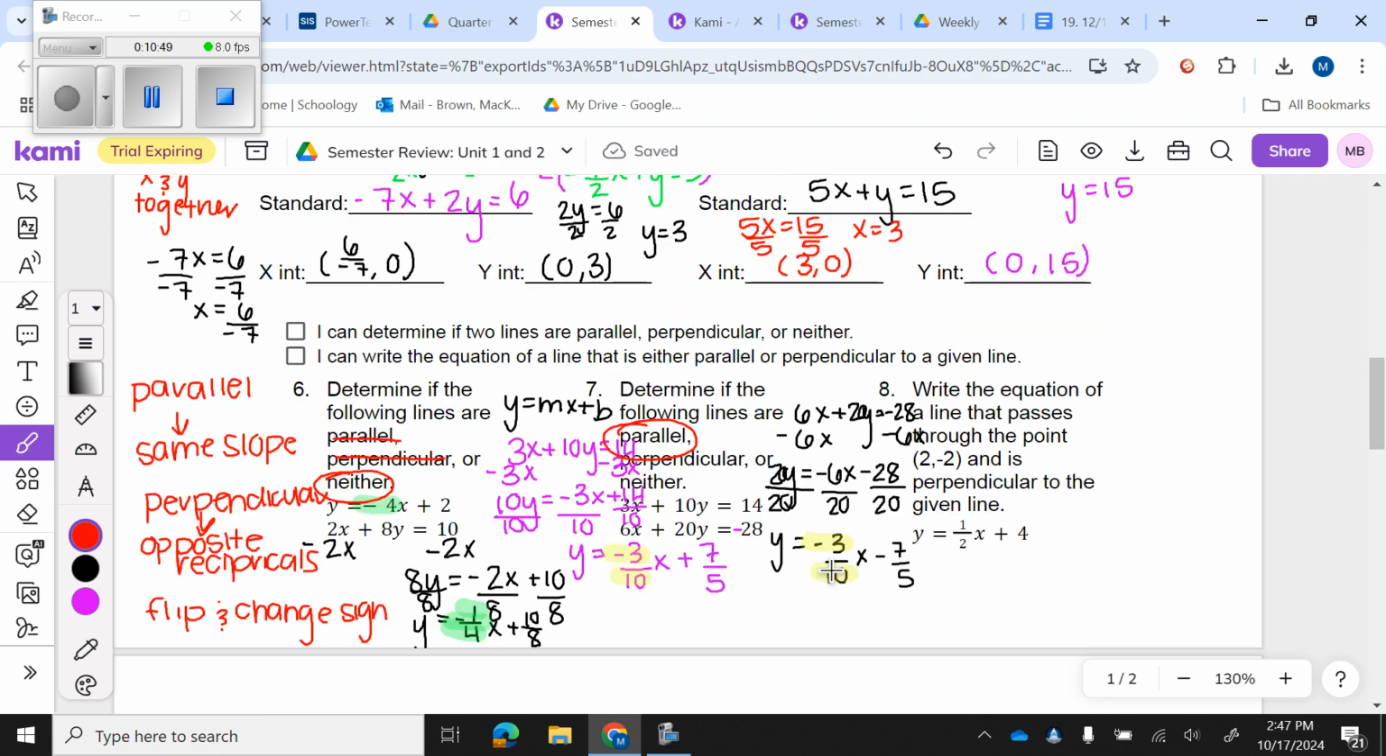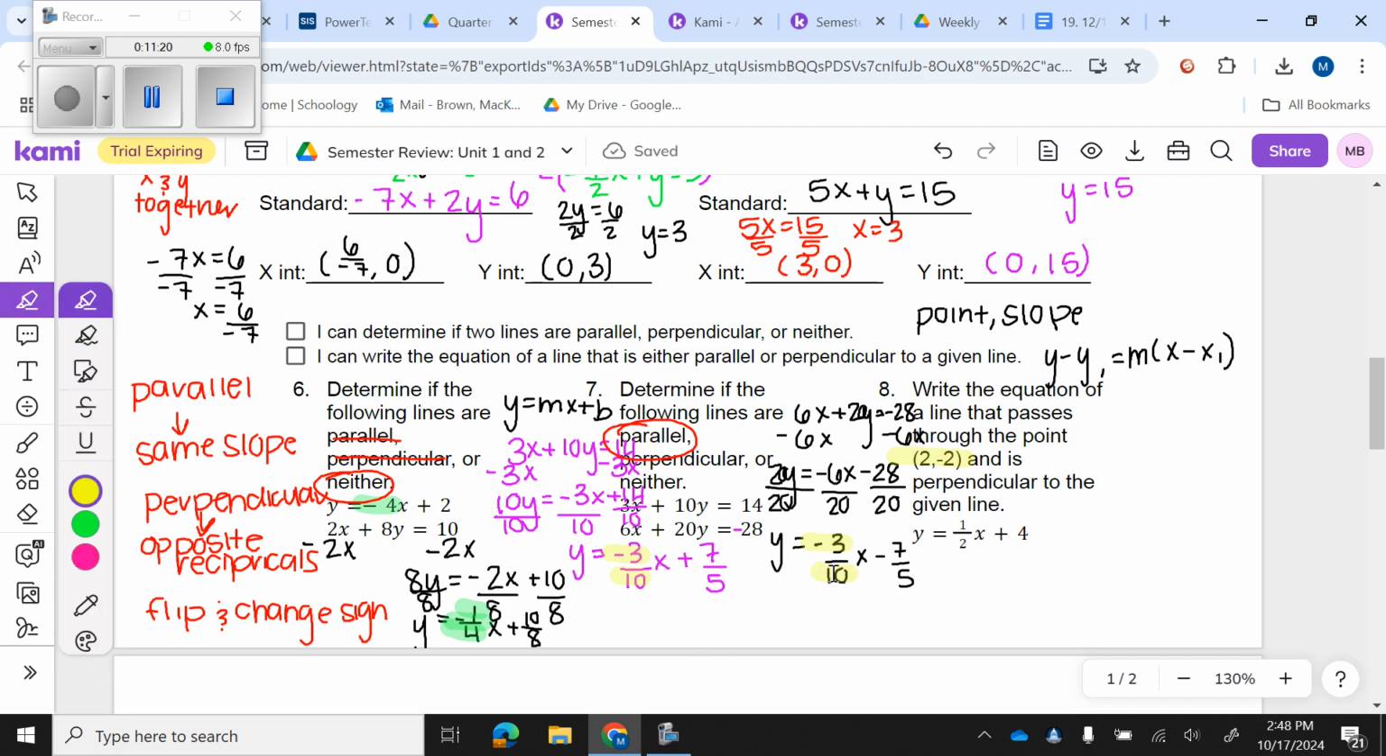All right, on number 8, it says, write the equation of a line that passes through the point (2, -2) and is perpendicular to the given line. So I've got a point right here, and to write an equation, I need a point and a slope so that I can write it in point-slope form. All right, so I've got my point. I need to find my slope.